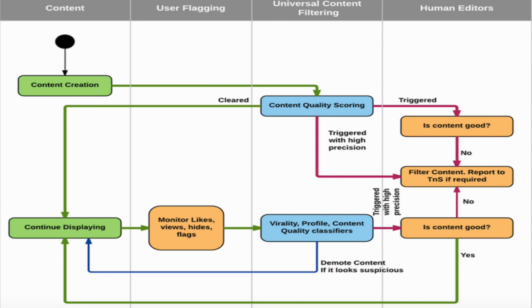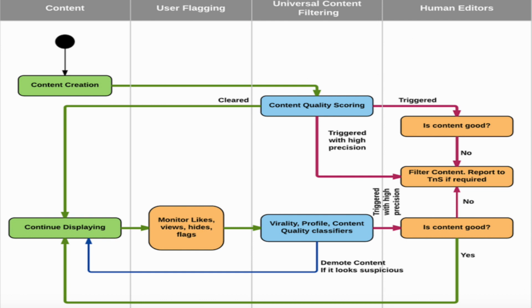Now if we start from the top, you can see the black dot in the top left hand corner. That's the content creation, so that's when you post the piece of content. It immediately goes to the content quality scoring section. So this is universal content filtering. This isn't a person having a look, there's no human interaction. It is just a sort of online bot which checks your content to see if it has anything harmful, anything offensive that is going to offend viewers.